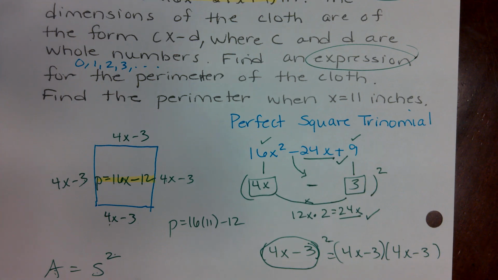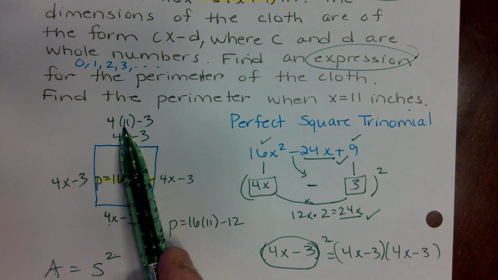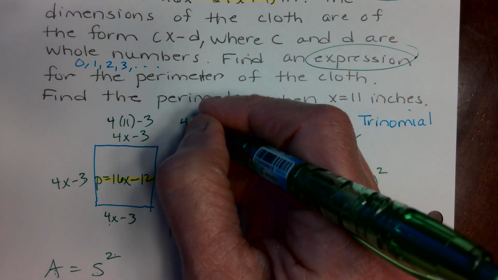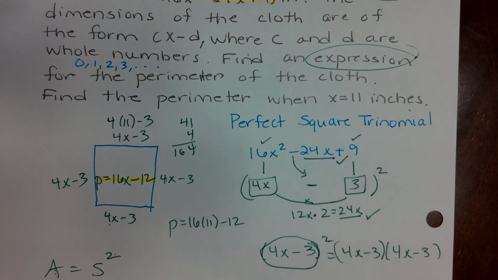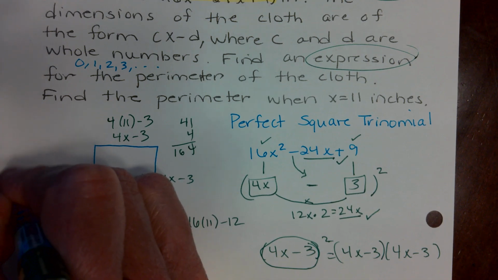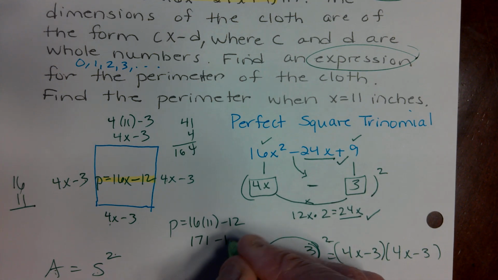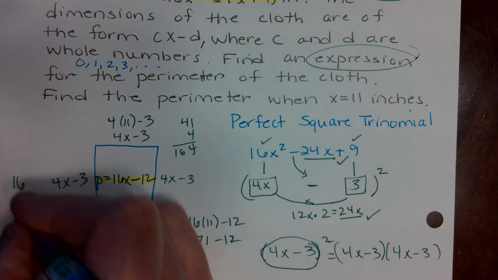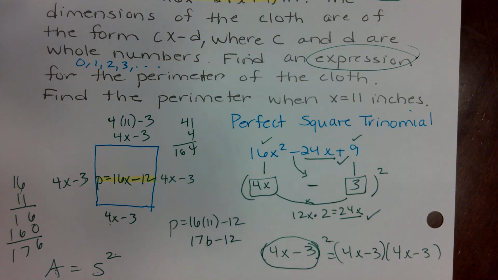Which we could do separately too. We could do 4 times 11 minus 3. So we could do 44 minus 3 is 41 times 4, 164. Or we could do it this way, 16 times 11. Well, that's 160, 171 minus 12. No, that's not right. 176 minus 12. There we go. All right, so then that would be 164.